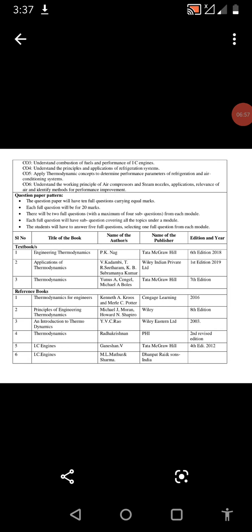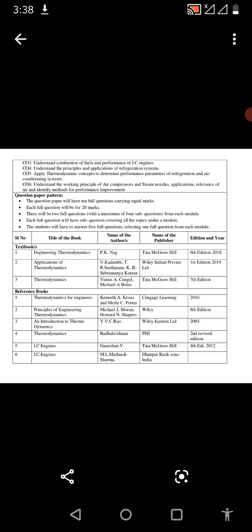So what are the course outcomes? We should understand the combustion of fuels and performance of IC engines. Of course, this is not correct because fuels are not part of this syllabus now. Combustion of fuel is not taken. Then course outcome 4, we need to understand the principle and application of refrigeration systems. That definitely we will see in detail, both the cycles, whether vapor compression refrigeration system as well as vapor absorption refrigeration system.